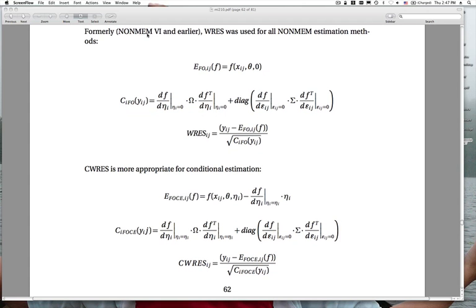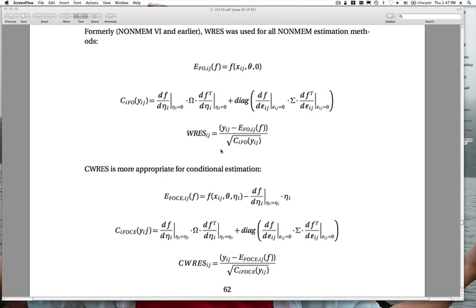In NONMEM 6 and earlier, the weighted residual for all methods was one that was constructed according to the FO assumptions. That means that the individual random effects never played a role in calculating the weighted residual. Here you see that the expected value under FO is evaluated at the independent variables, the population mean parameters, and eta equal to 0. The individual covariance matrix, remember that's the G matrix times omega times the G transpose, is evaluated at eta equal to 0 also. And so your weighted residual is simply conducted under the FO assumptions.